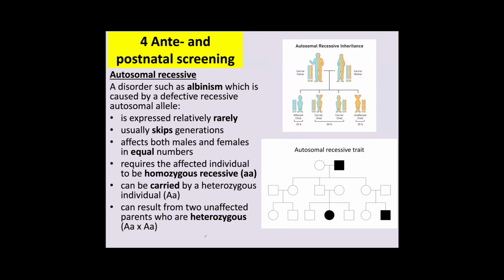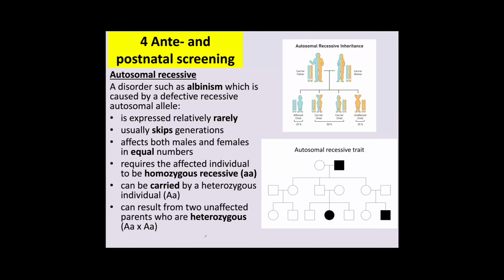Now, we'll start off with autosomal recessive because that's the one you're probably most familiar with. An example of an autosomal recessive disorder is albinism, and that's caused by a defective recessive autosomal allele. Now, what does that mean? Well, you need to know about certain patterns that can be shown within a pedigree chart related to each of our patterns of inheritance.